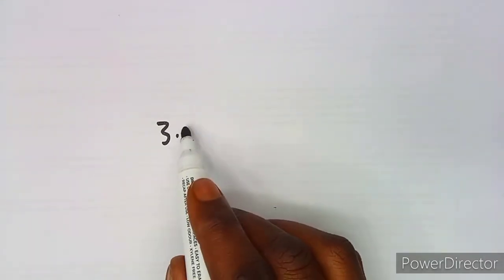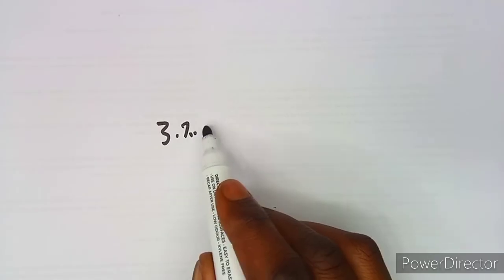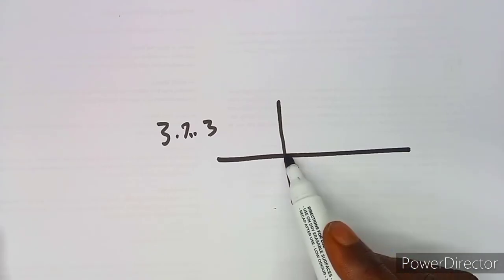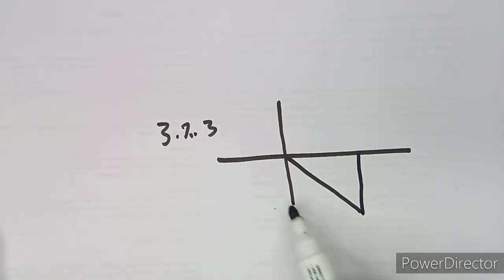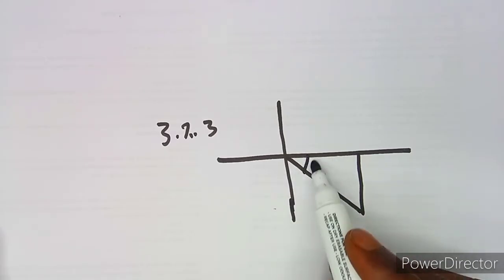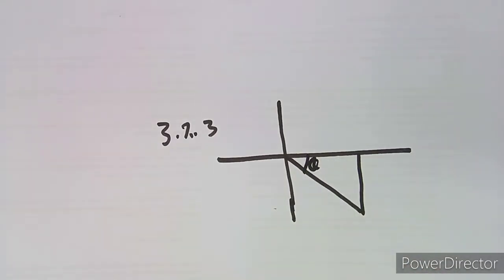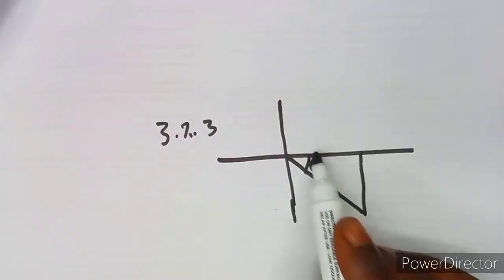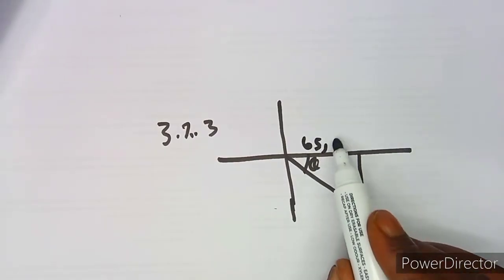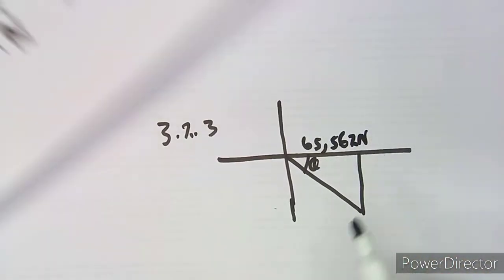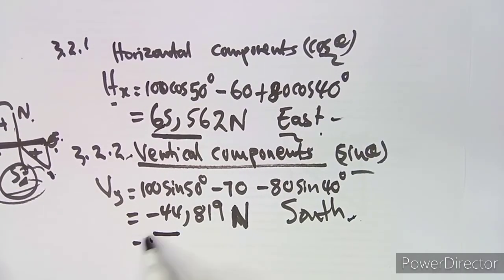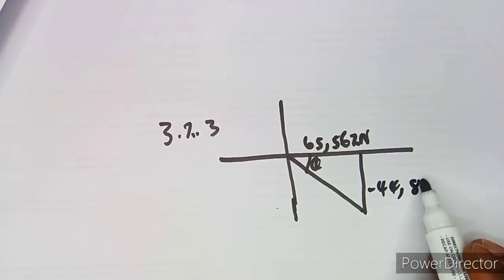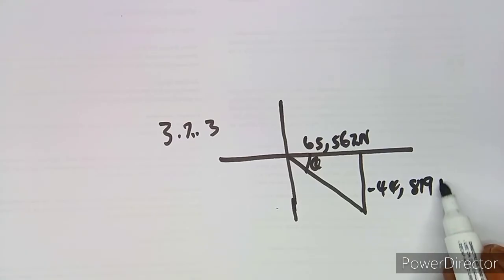Okay, so this is 3.23. You are going to have the resultant in the fourth quadrant like this. This is the presentation that you're going to have in the fourth quadrant. Okay, so that's your angle. There is the direction that you're going to have, and we are given the horizontal, it's positive. This is your horizontal, 65.562 newtons, and the vertical is a negative. As you can see, this vertical is a negative, so this is actually your vertical, negative 44.819 newtons. This is what we have.